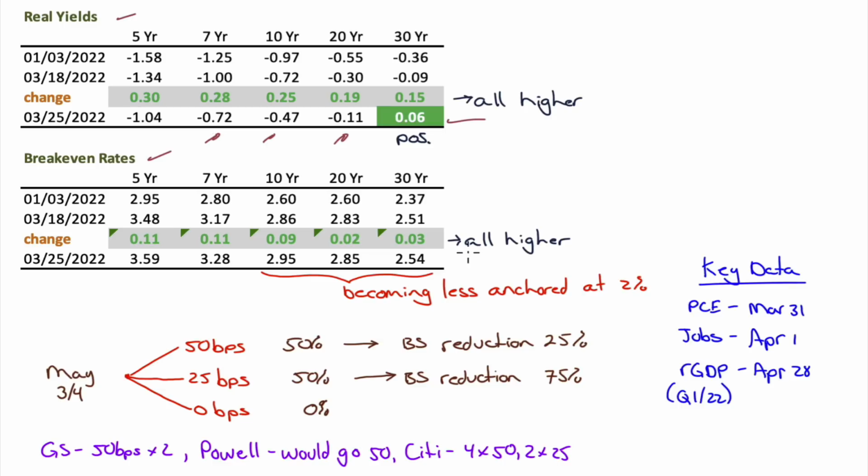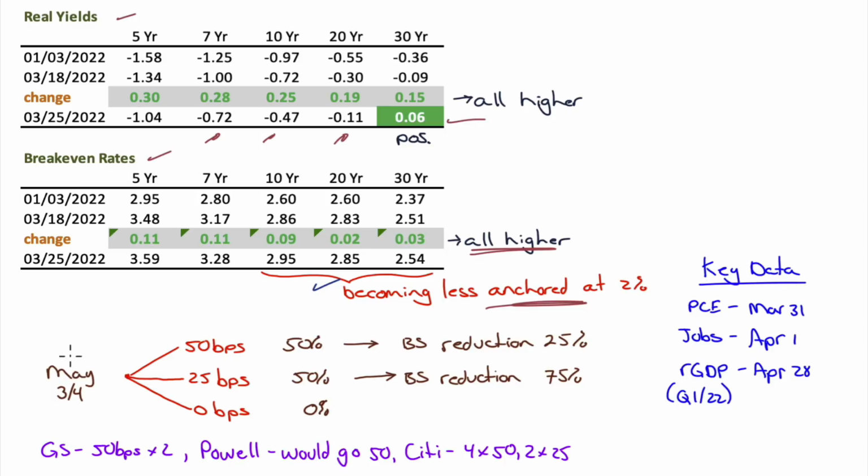Break-even rates, all of them are higher. So inflation expectations are becoming less anchored at the 2% level. The 10-year is up 9 basis points to 2.95. Not much movement on the 20 and the 30, but you had some movement on the 10-year. So that is something that I think the Fed is concerned about. It wants to get those break-evens down because they represent expectations. They'd like to see them well grounded at 2%.